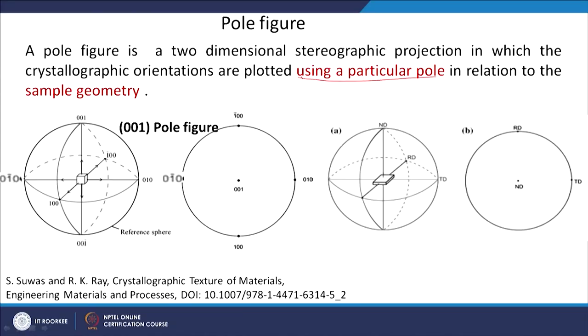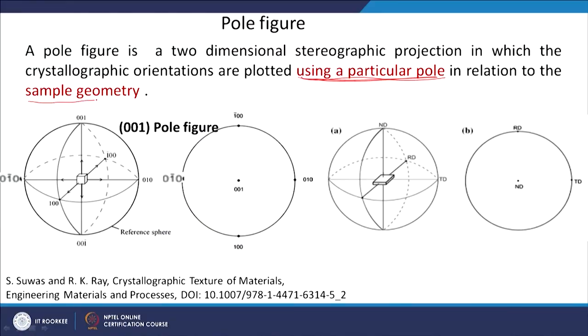Now when we talk about pole figure, we are interested only in a particular pole. So that is why I have highlighted here that when I say pole figure, why it is different from stereographic projection, though the construction and the concept is same, that we are only interested in a particular pole here, and we will use the sample geometry as the reference for plotting. So for example, this is a 001 pole figure.